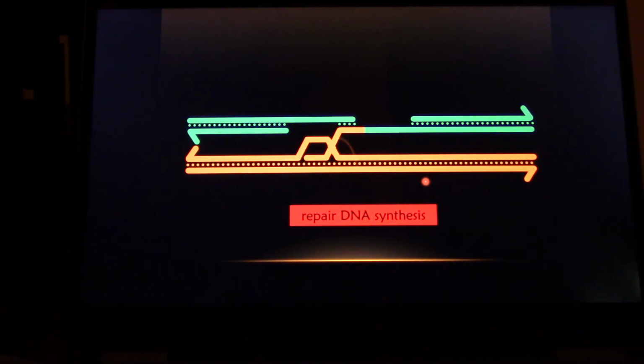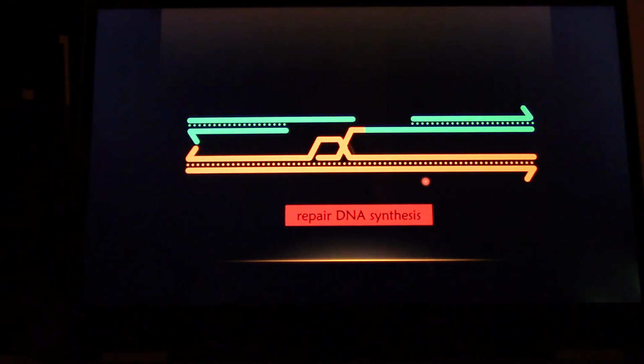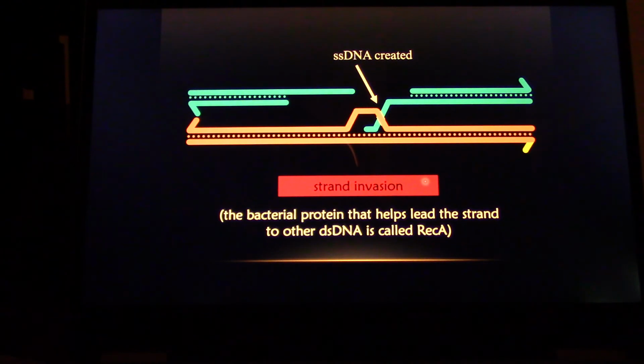Then you get, oh dear, let me go this way. You get a single-stranded DNA created, and this blue one invades the orange one, strand invasion. The bacterial protein that helps lead this strand to the other double-stranded DNA is called a RecA. So here's one homologous chromosome. Here's the second homologous chromosome. So you're having to go over to your homologous partner to get the DNA fixed.